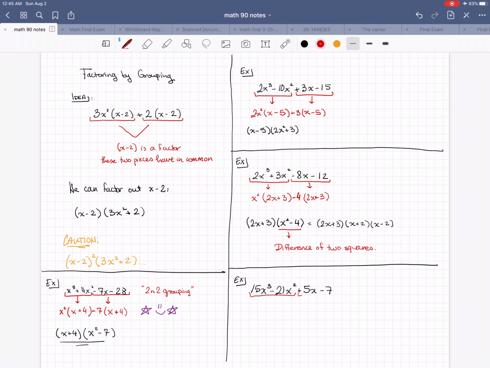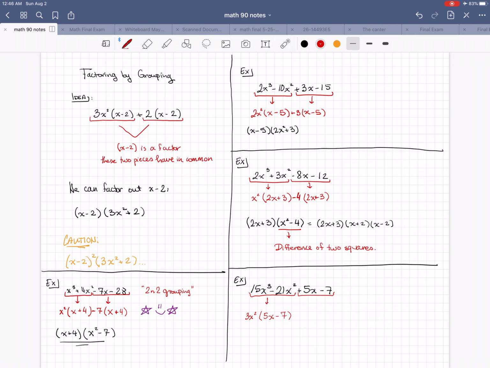So here are our two groups. Notice that the sign between them is a plus. So we know that we're not going to be factoring a negative out in the second step. For the first group here, what do we have? We have 15x cubed minus 21x squared. So 15 and 21 both go into 3. And then both of the terms have at least an x squared in them. So for the first group, I can factor out 3x squared, which leaves us with 5x minus 7.